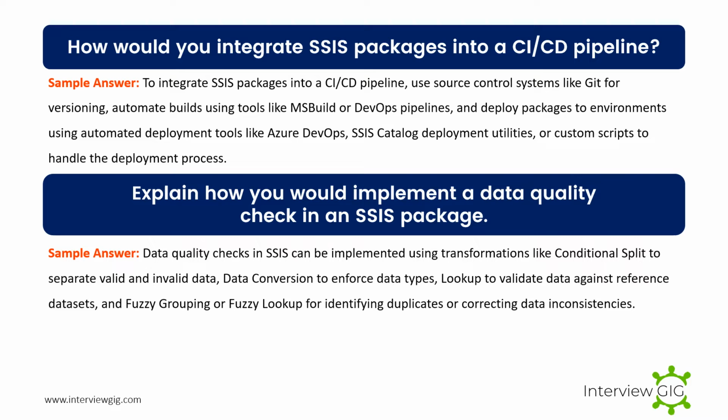Explain how you would implement a data quality check in an SSIS package. Sample answer. Data quality checks in SSIS can be implemented using transformations like conditional split to separate valid and invalid data, data conversion to enforce data types, lookup to validate data against reference datasets, and fuzzy grouping or fuzzy lookup for identifying duplicates or correcting data inconsistencies.